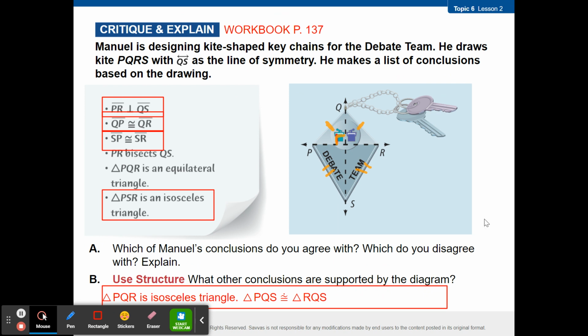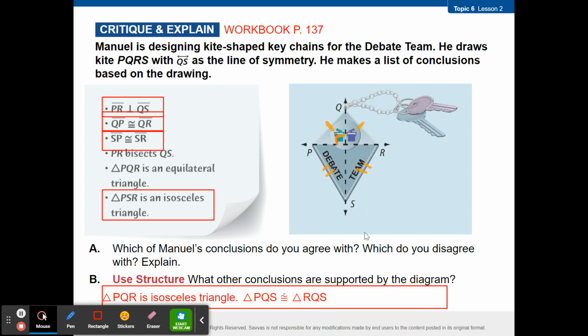The rest are good. Like I said, the only two things we don't see is PR bisects QS. So here's PR bisecting QS. There's no way that's a thing. And the fact that PQR is an equilateral triangle. So what other conclusions are supported by the diagram? In this case, it would be PQR is an isosceles triangle because we have these two congruent sides.